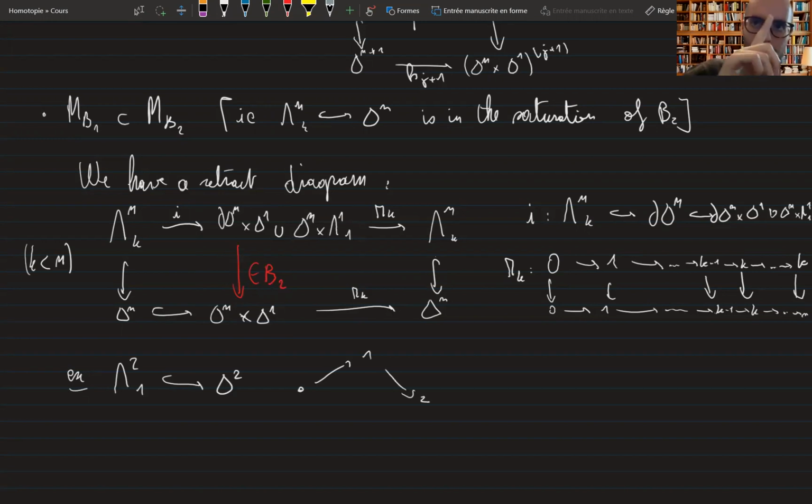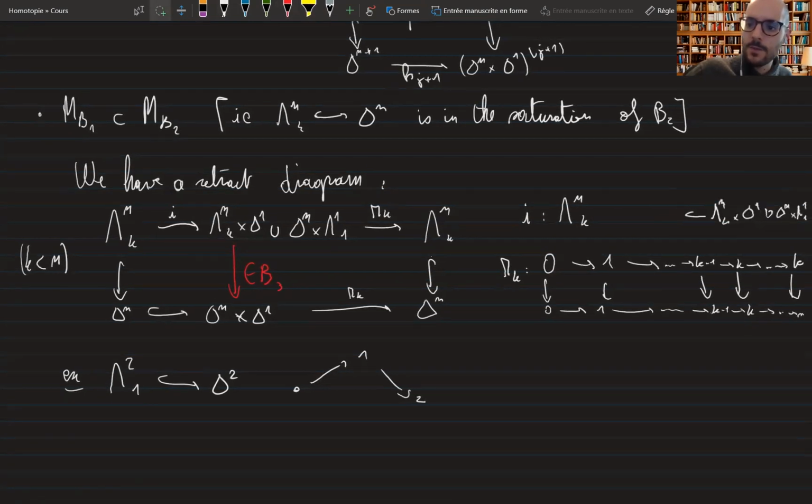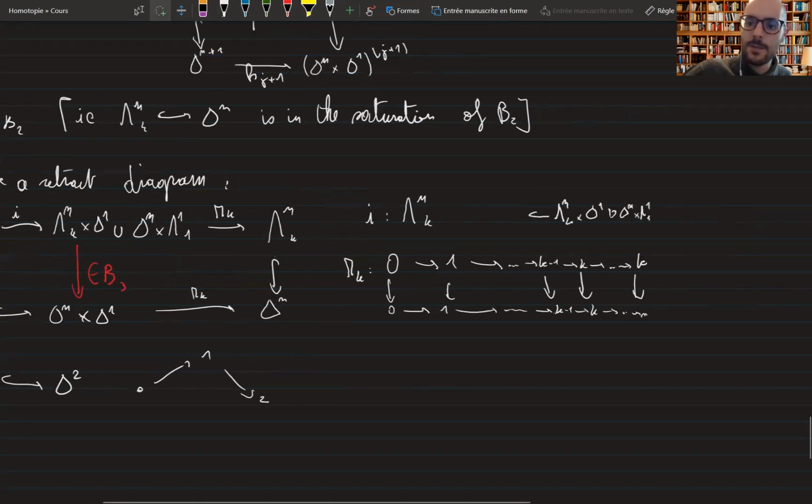Okay. Sorry. There is a tiny mistake here. It should have been at the beginning lambda nk. And so this map is not in B2, it's in B3, right? Here it's the sub-simplex lambda nk. Yeah, I thought there was something strange. But as we proved, MB2 and MB3 are the same.